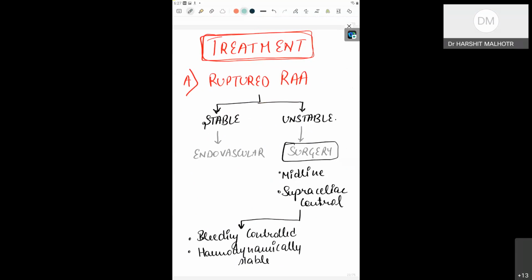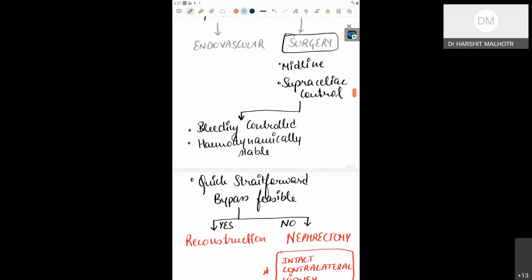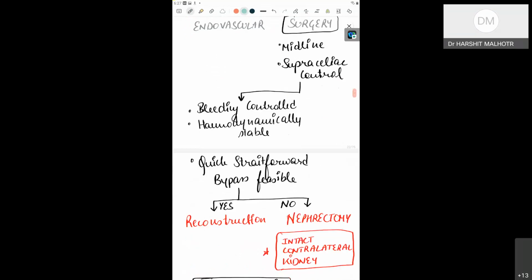Because of the hematoma surrounding the kidney, the approach is usually a midline approach, and we have to do a supraceliac control. Midline and supraceliac control has to be done. Now, if the bleeding is controlled and hemodynamic stability is achieved intraoperatively, and if a quick, straightforward bypass is feasible, then yes, we can go for reconstruction of the renal artery.